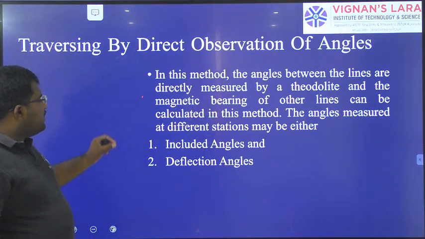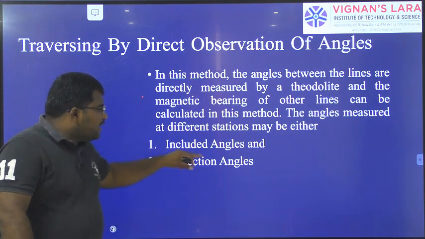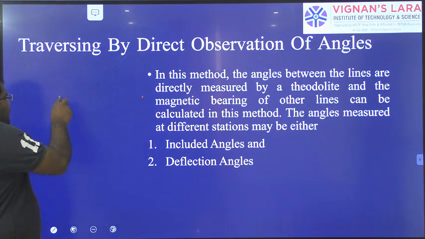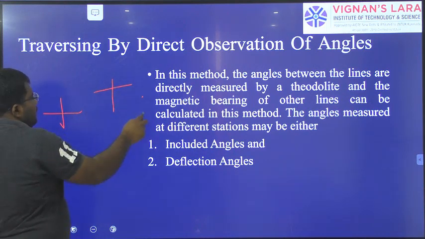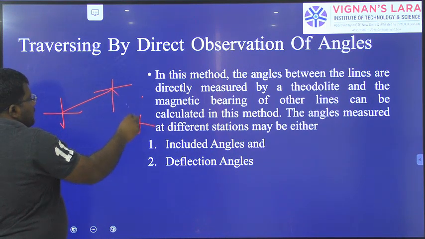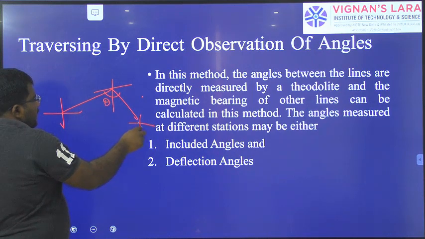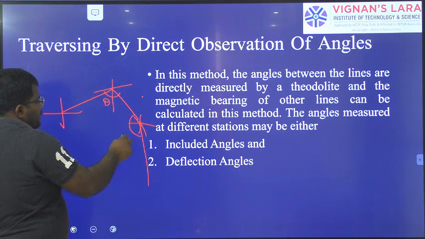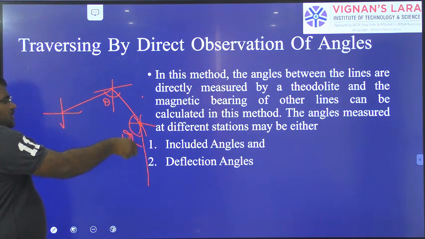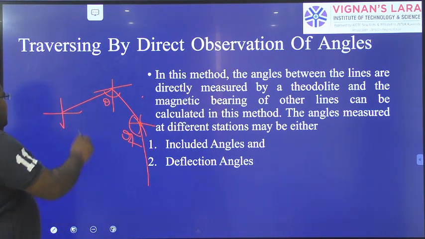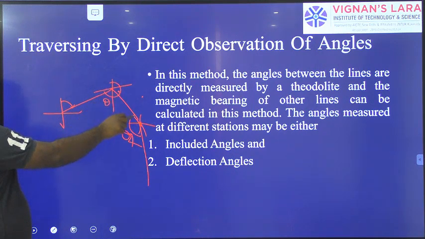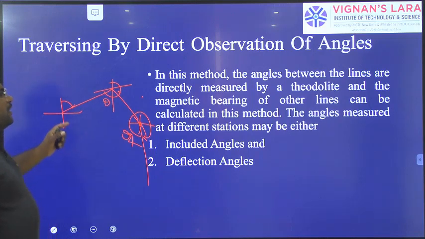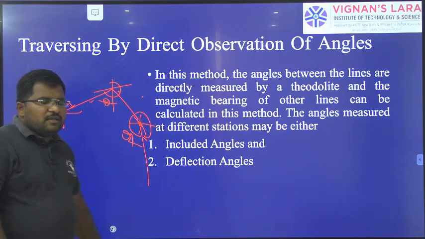The angles are measured at different stations, maybe included angles or deflection angles. What is the included angle? If you have a line like this, this is the included angle. Again from here, if your line moves like this, that is another included angle. If you have deflection angles, it is how much the line gets deflected, and those are called deflection angles. In this method, the angle between the lines is directly measured by a theodolite and the magnetic bearings of other lines can be calculated.